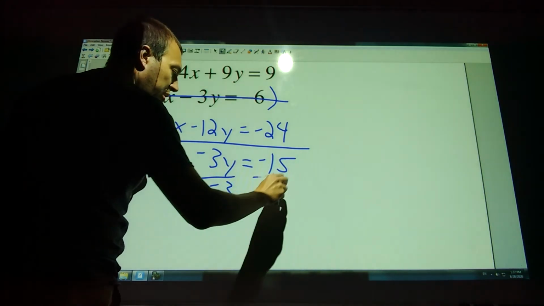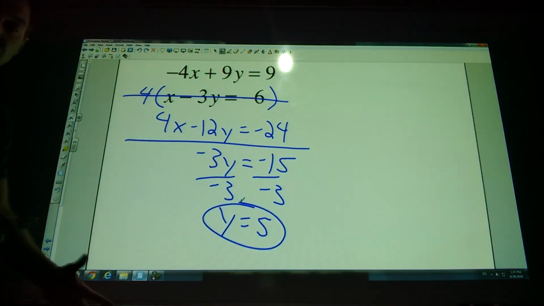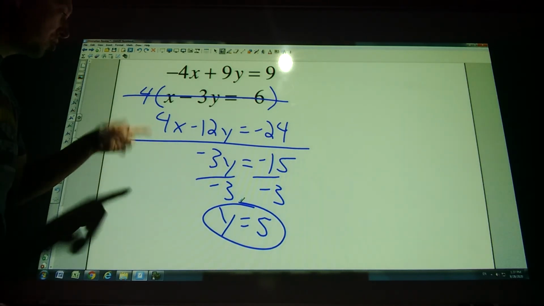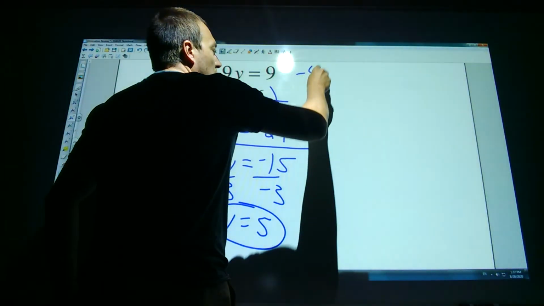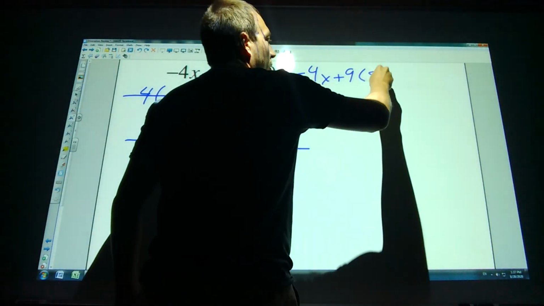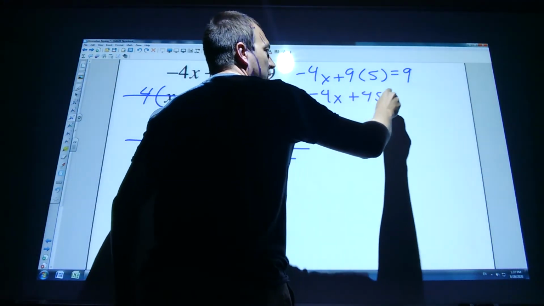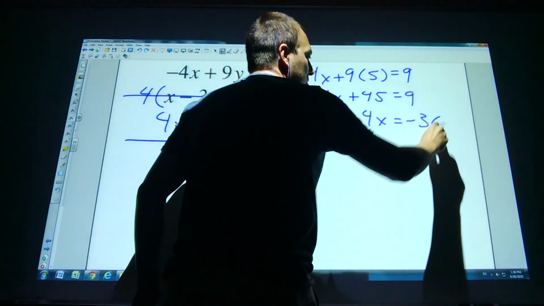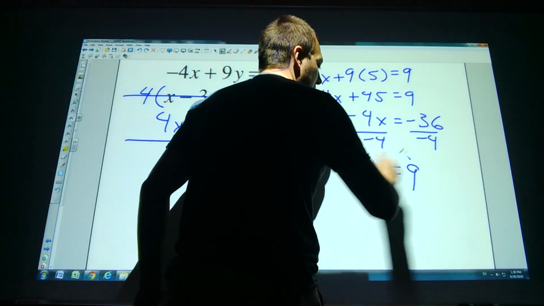Divide both sides by negative 3. y equals 5. Almost done. Going to plug y back in to solve for x. You can use any of these. I'm going to use the top one. Negative 4x plus 9 times 5 equals 9. Negative 4x plus 45 equals 9. Subtract 45. That should give me negative 36. Divide by negative 4. And x equals 9.